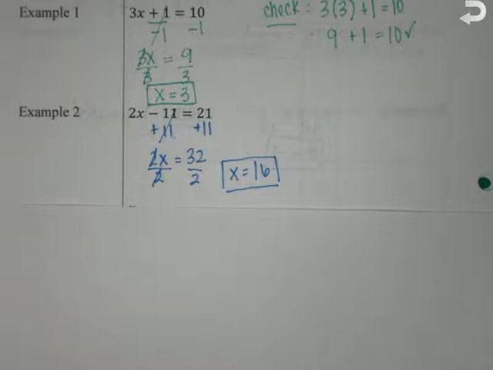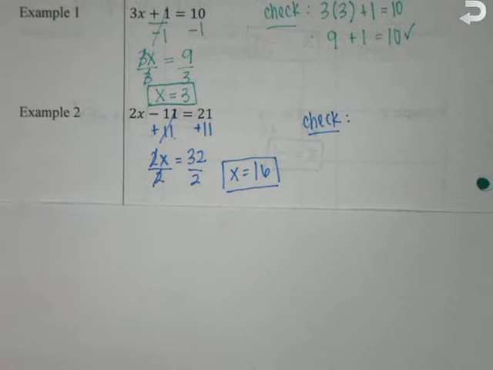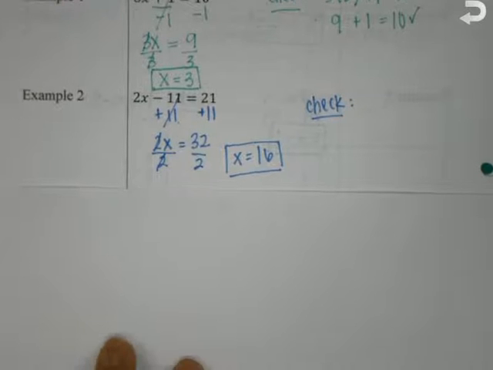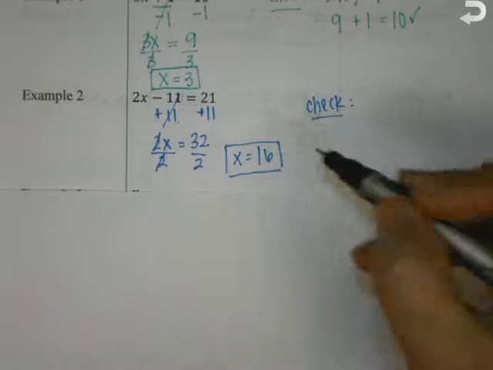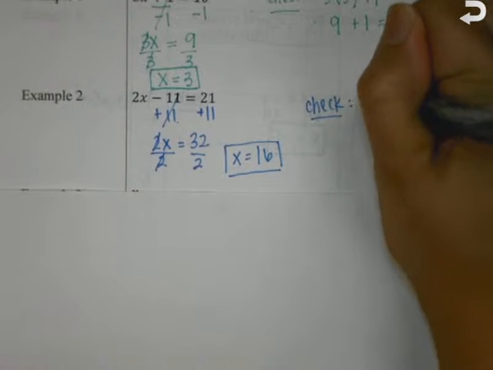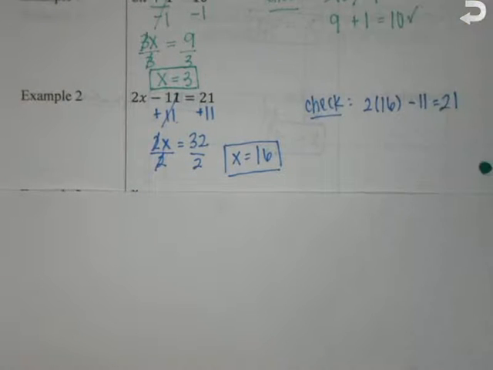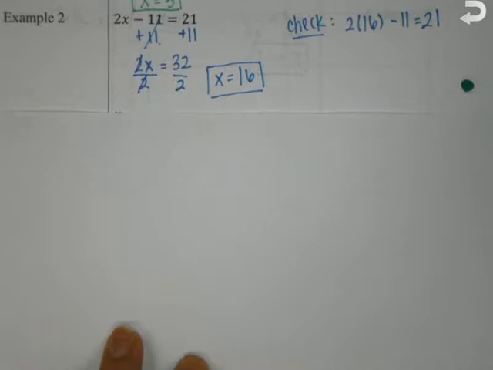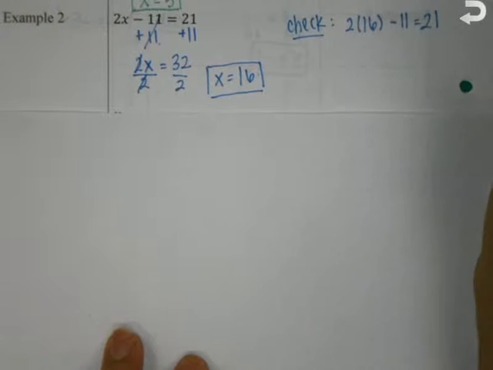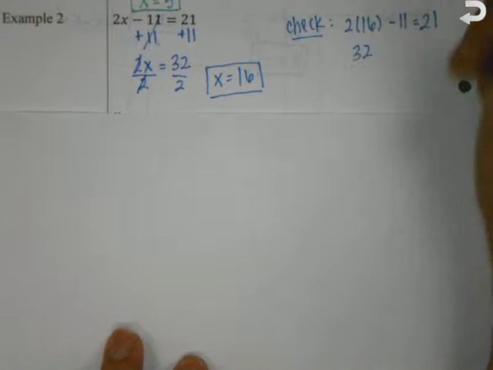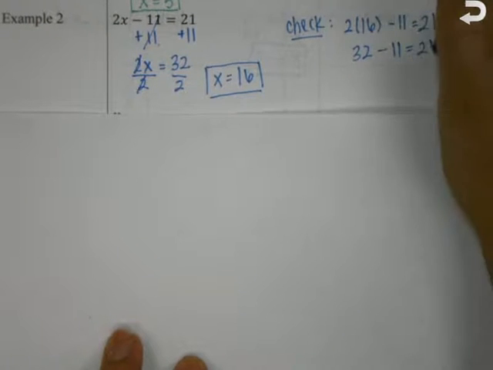Okay, so let's check it. If you didn't write your check in there, write it right now. I can't tell you how many test questions could have been saved if you had checked your answers. So this is going to be 2 times 16 minus 11, and we want that to equal 21. Okay, now we have to do order of operations in the correct order. So what's 2 times 16, guys? 32 minus 11. And what does 32 minus 11 equal? 21. So it checks out.